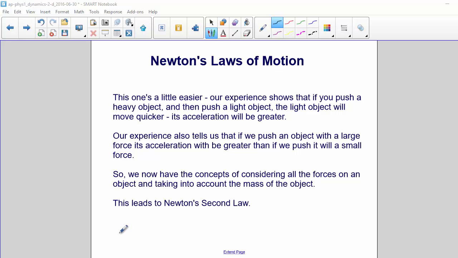So now we have concepts of considering all the forces on an object and taking into account the mass of the object. This leads to Newton's second law. So the acceleration is proportional to the force, and the acceleration is inversely proportional to the mass.